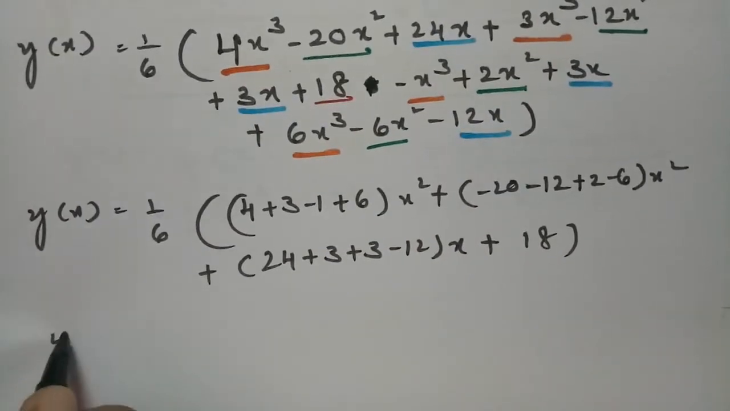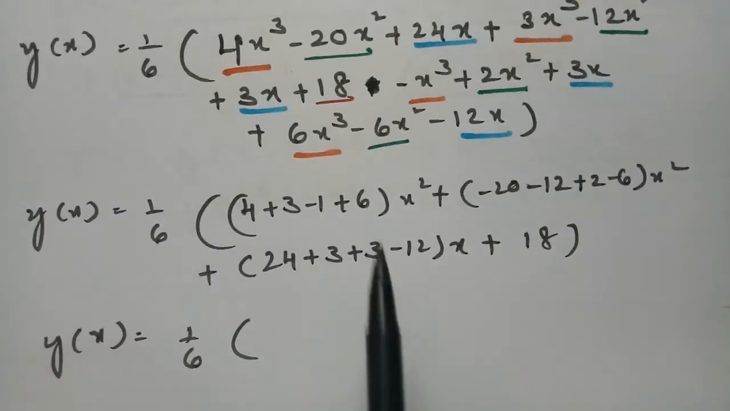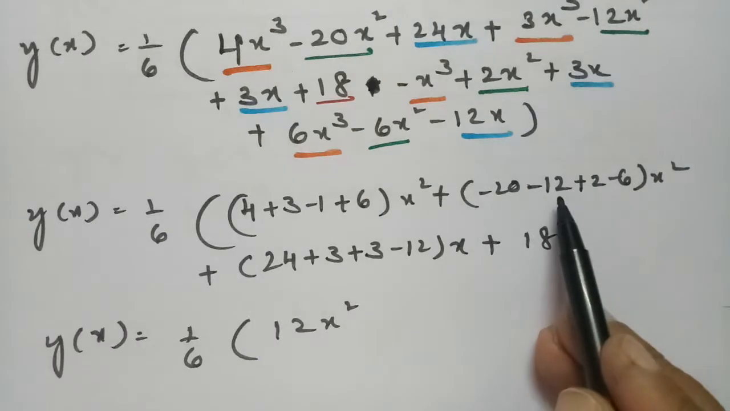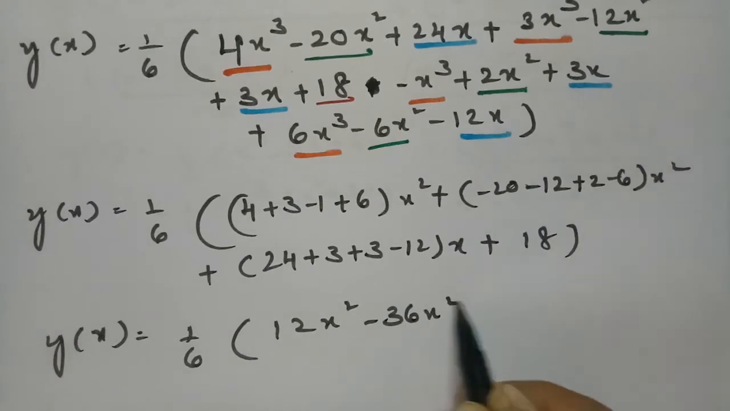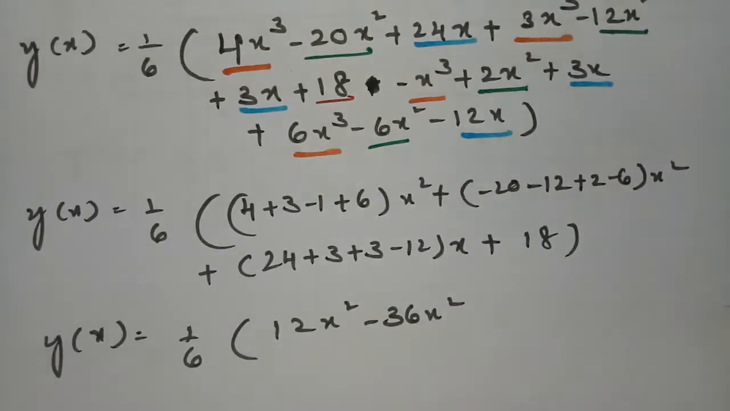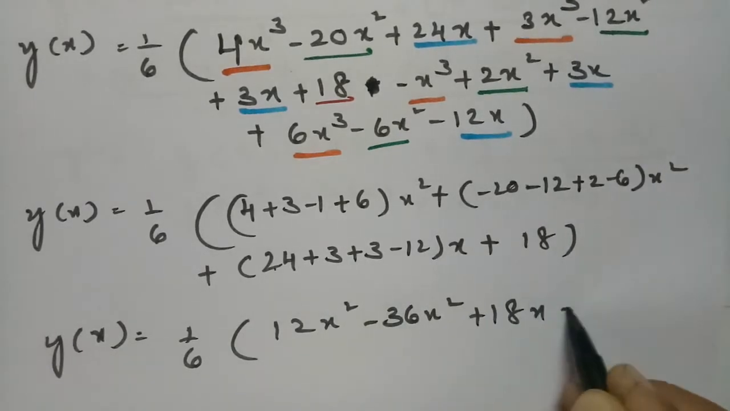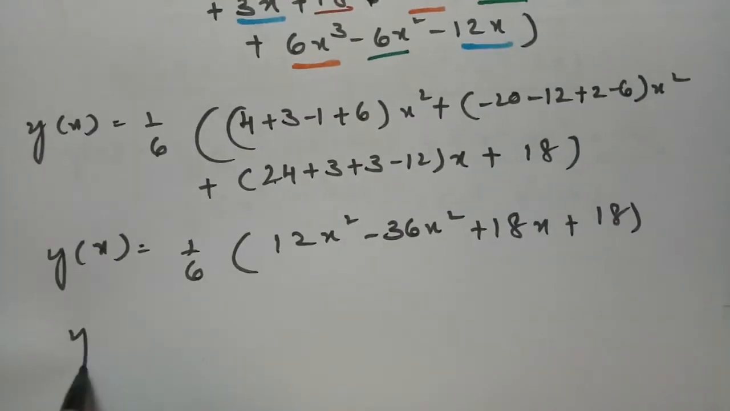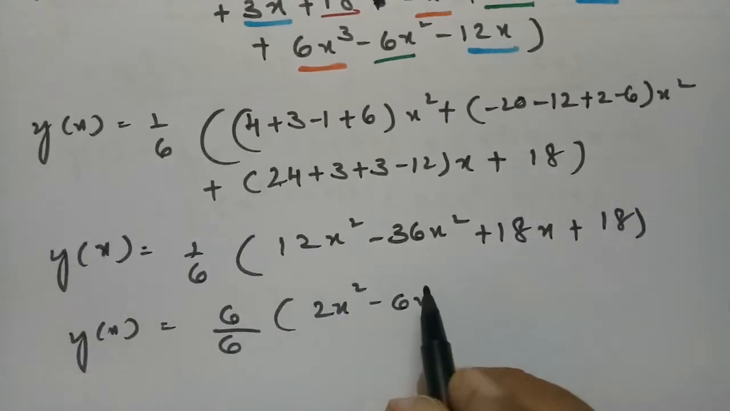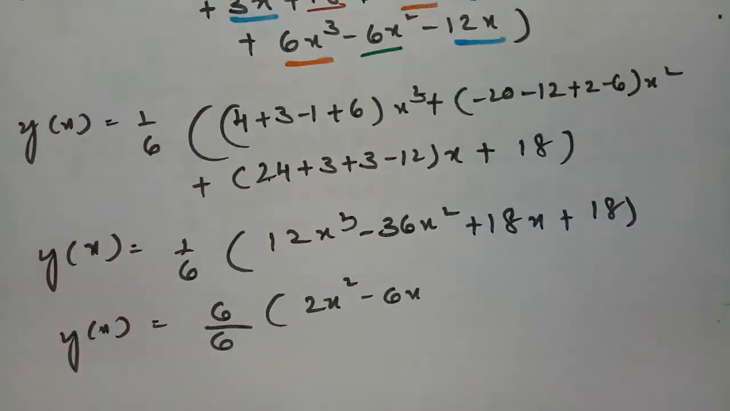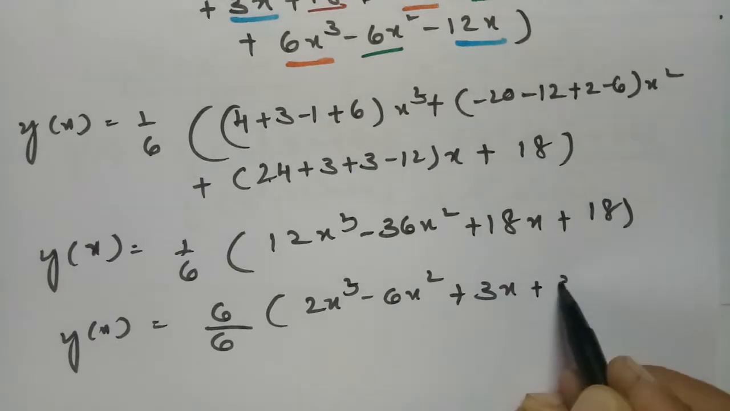So here y of x is equal to 1 by 6 times of 7 plus 6, 13 minus 1, which is equal to 12x cube. So here it is minus 4 minus 16 minus 20, that is minus 36x square. And if you observe this one, 24 minus 12, 15, 18, so this is 18x, and the constant value is 18. So y at x is equal to, if I take 6 common from this, this will be 2x cube minus 6x square plus 3x plus 3.